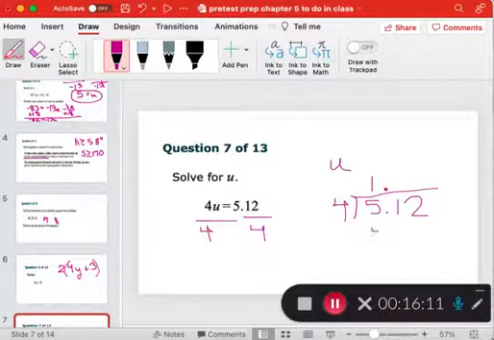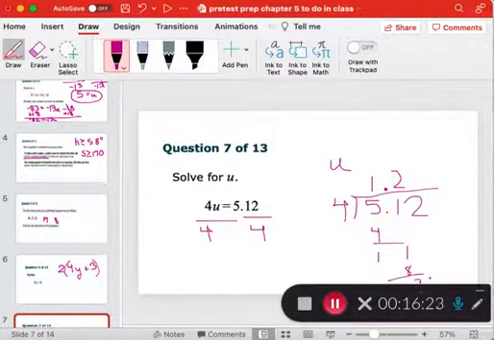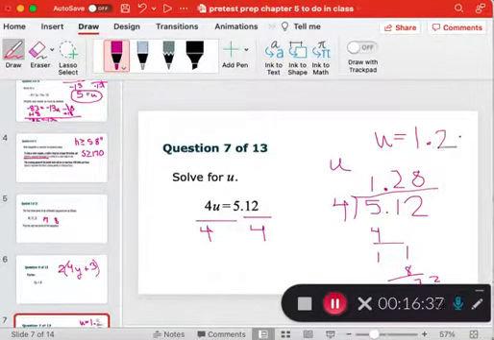1 times 4 is 4. Subtract the 1. Bring down the 1. 4 into 11 is 2. 2 times 4 is 8, and 3. I'm out of space, but I get an 8 there, right? So 1.28. So we're going to say u equals 1.28. So when you're doing your pretest, I want to see your work.